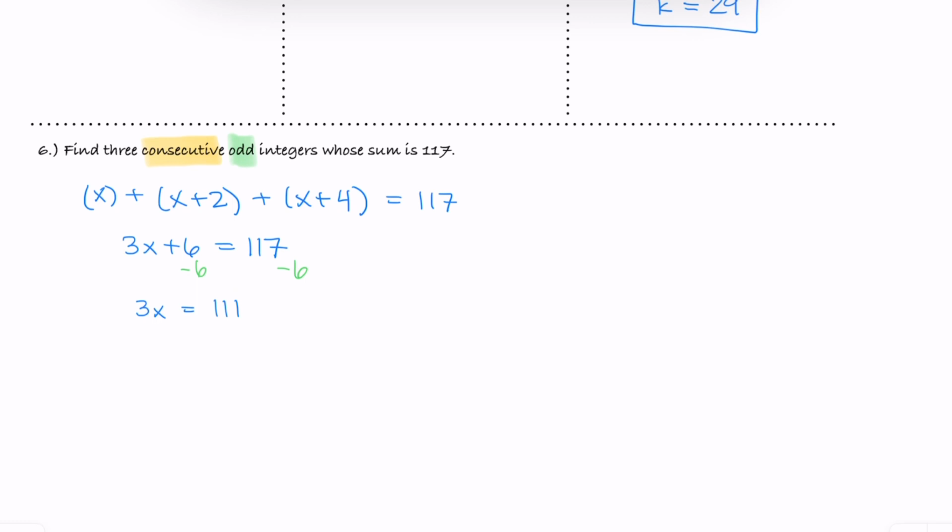Now, if we divide both sides by 3, because 3 is being multiplied by x here, we're going to get x is equal to 37. Now, we're not finished though. This is just our first integer, but it says find all 3. So the first integer is 37, and we already know that the second integer is x plus 2. So 37 plus 2 is 39. And the third integer is x plus 4, and 37 plus 4 is 41. And those are our 3 consecutive odd integers.